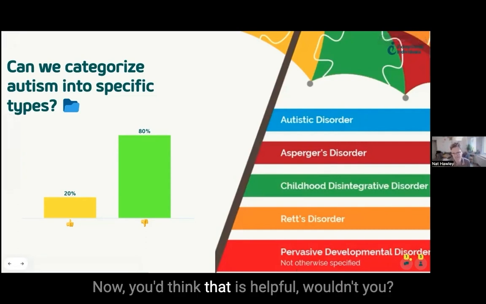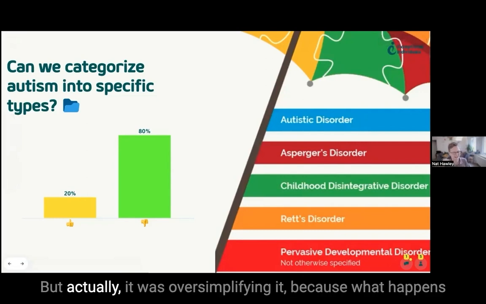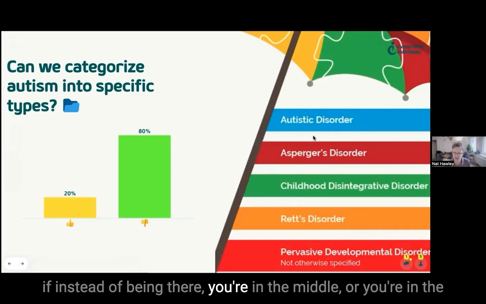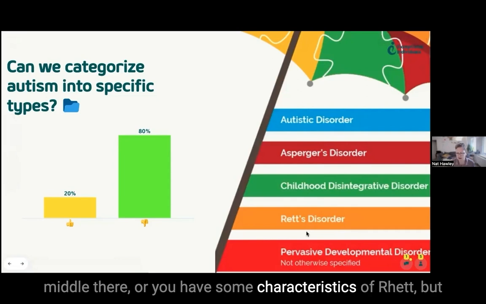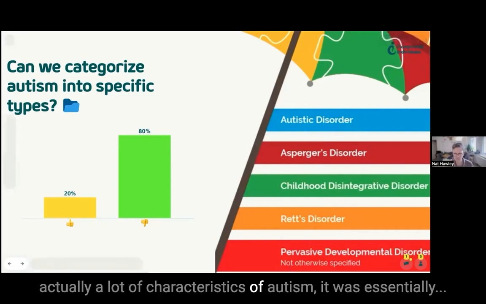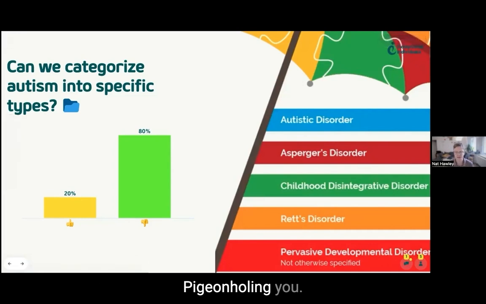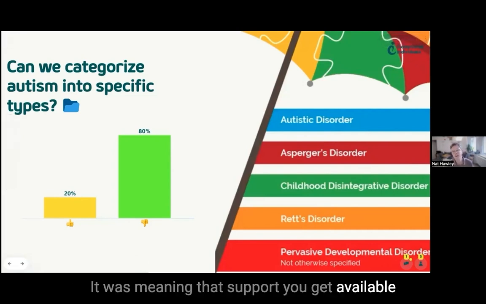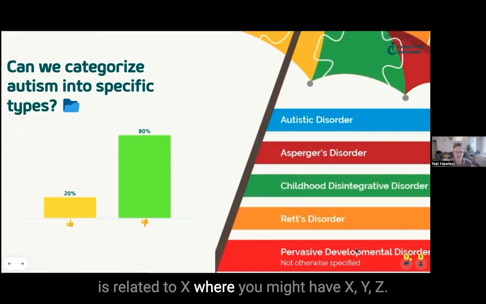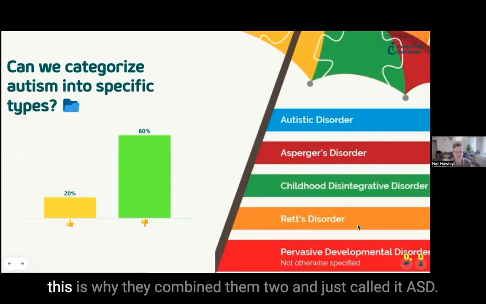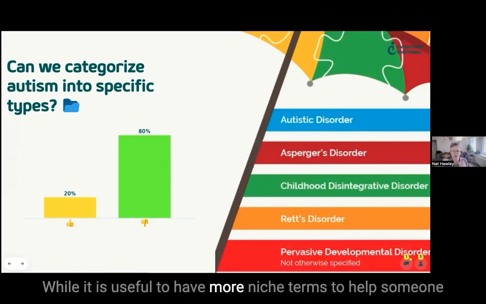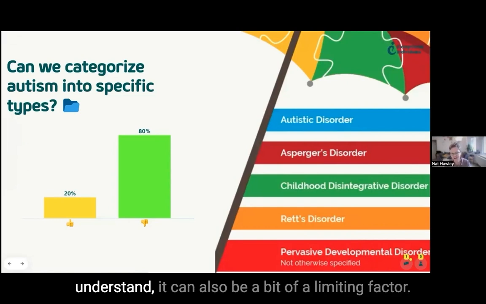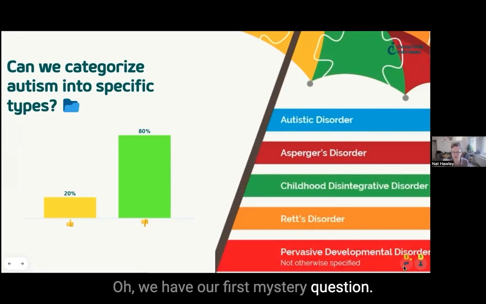Now, you'd think that is helpful, wouldn't you? But actually, it was oversimplifying it, because what happened if instead of being there, you were in the middle, or you had some characteristics of Rett's, but actually a lot of characteristics of autism? It was essentially pigeonholing you. It was meaning that the support available to you is related to X, where you might have XYZ. This is why they combined them and just called it ASD. While it is useful to have more niche terms to help someone understand, it can also be a bit of a limiting factor. Oh, we have our first mystery question.